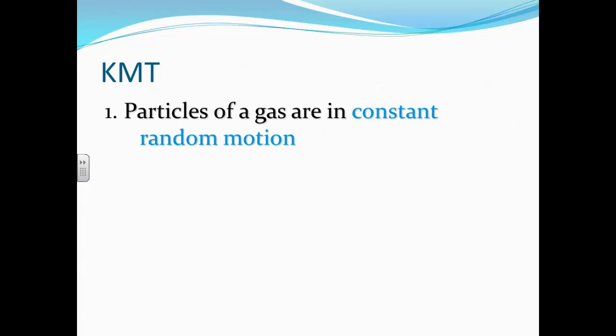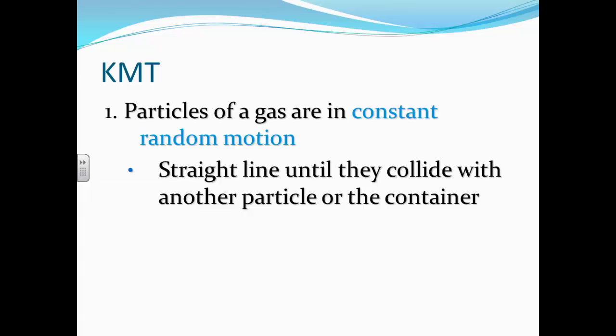Part 1 of this theory says that we can assume that particles of a gas are in constant random motion. Molecules are always moving. They're always moving in different directions. Random motion, each molecule in a different direction. However, they can't change direction until they hit something. So all molecules would move in a straight line until they collide with another molecule or maybe the sides of the container that you have them in.